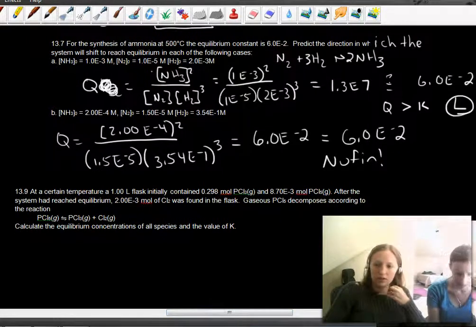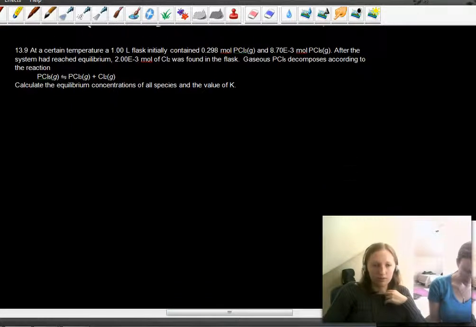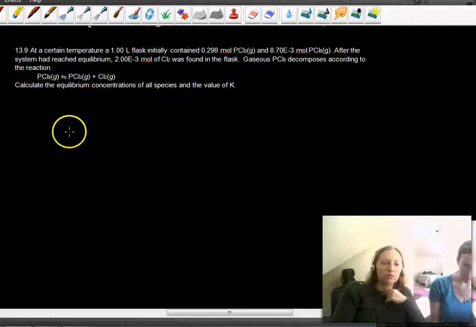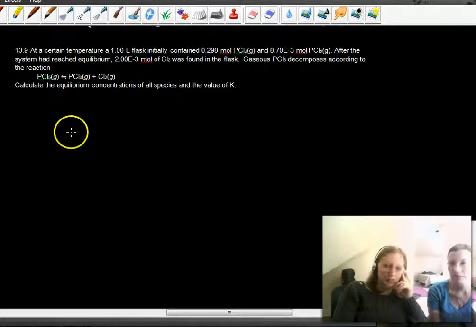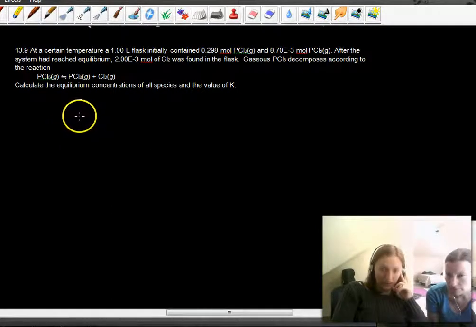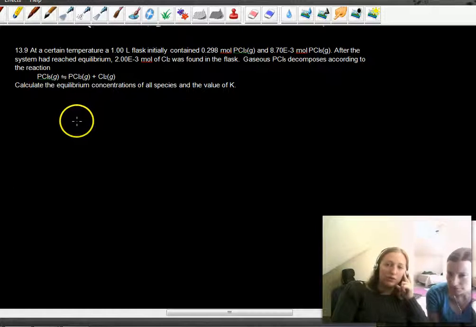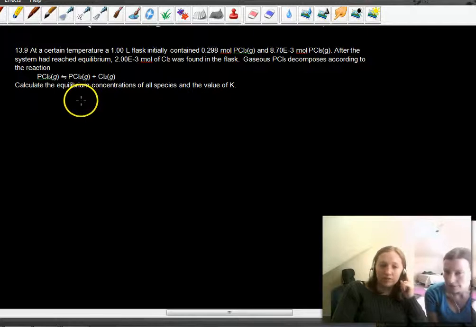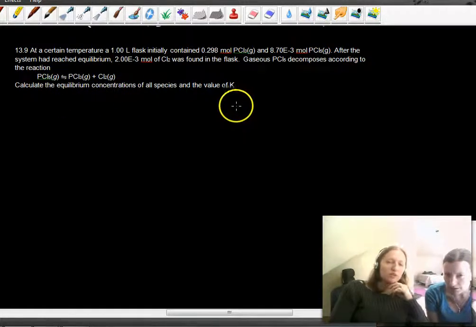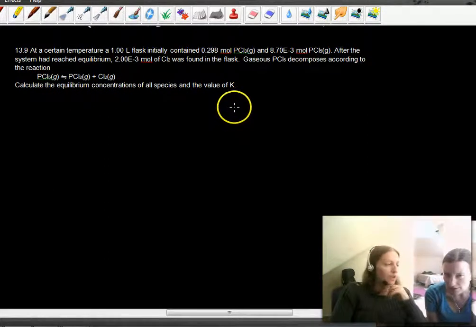And now I think our last example is 13.9. At a certain temperature, a 1.00 liter flask initially contained 0.298 moles of PCl3 and 8.7 e negative 3 moles of PCl5. After the system had reached equilibrium, 2.00 e to negative 3 moles of chlorine was found in the flask. Gaseous PCl5 decomposes like this: PCl5 gives you PCl3 and chlorine. Calculate the equilibrium concentrations of all species and the value of K. Oh boy. This one is rough.